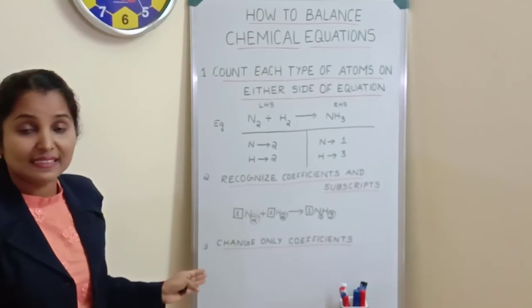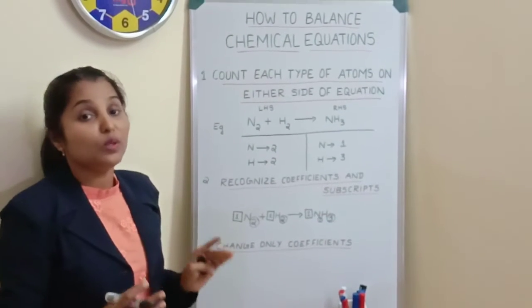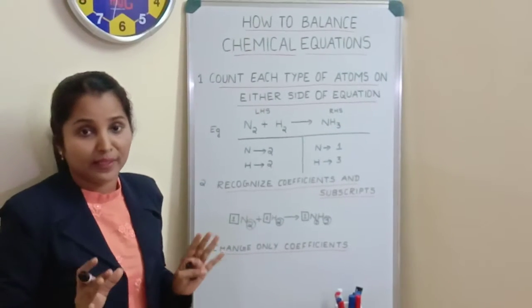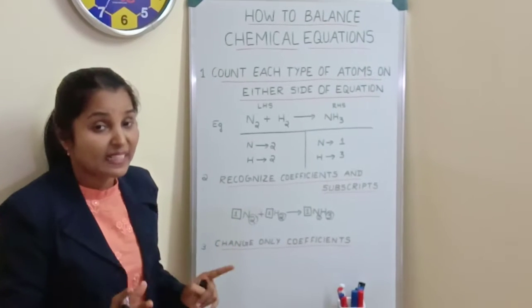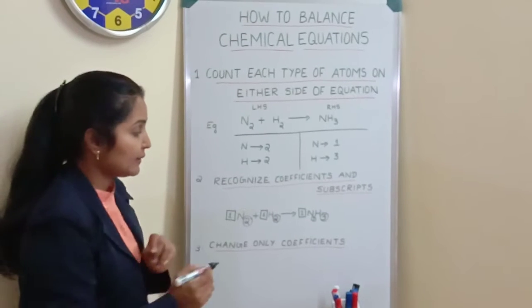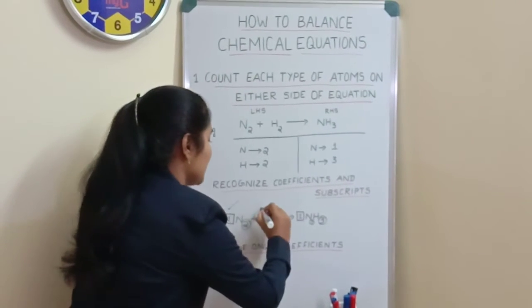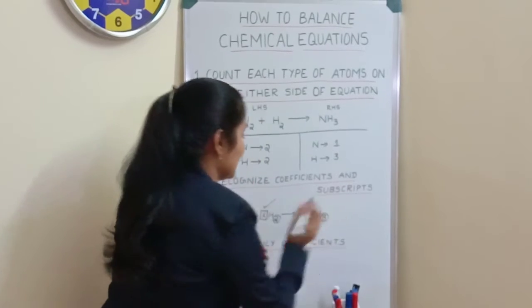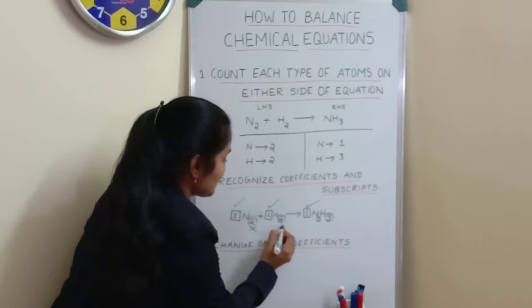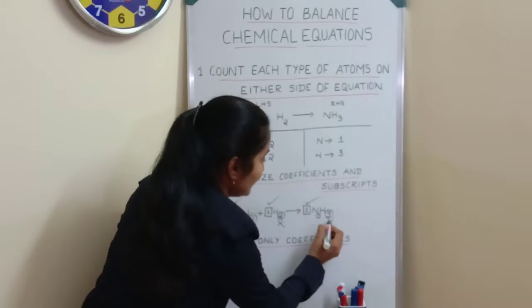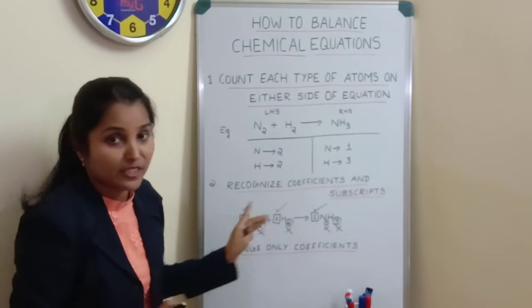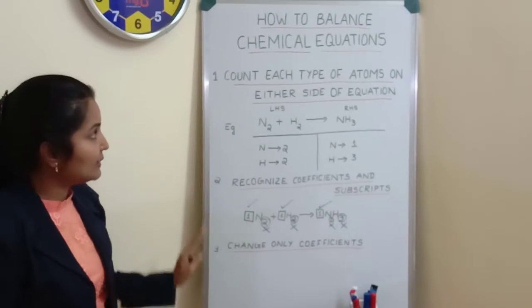Now coming to the third step, that is the golden rule in balancing the equation. You can change only the coefficients. You cannot touch the subscripts. You cannot change the subscripts, but you can change only the coefficients. So which are the coefficients present here? This is the coefficient, and this is the coefficient, and this is the coefficient. That you can change, but you cannot change the subscripts. Okay, so these are the 3 rules.